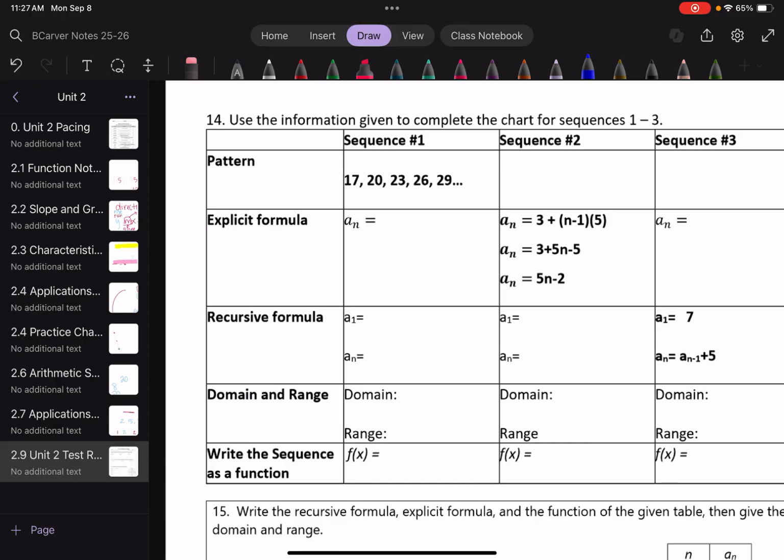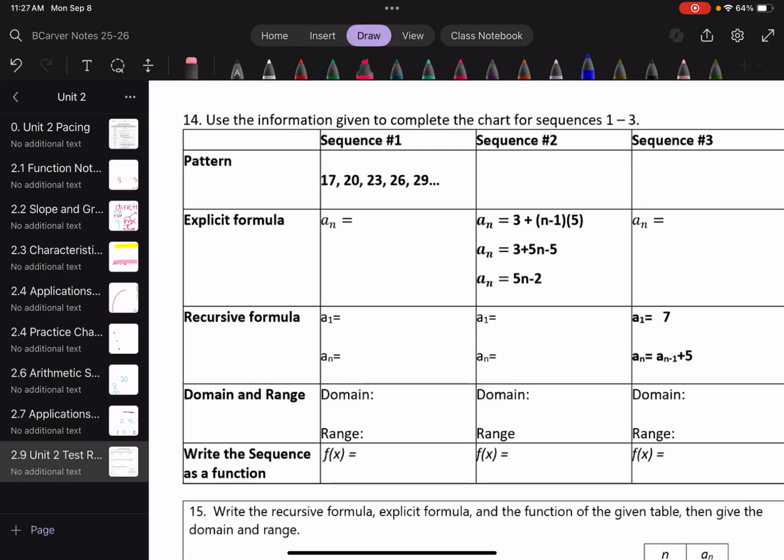Now we're going to get into arithmetic sequences. These sequences should align similarly with the characteristics from linear functions, except now we're not going to be connecting the dots. We have discrete sequences. We don't know what's happening in between the term numbers. So let's fill in this chart.